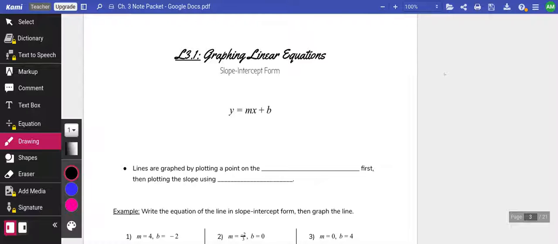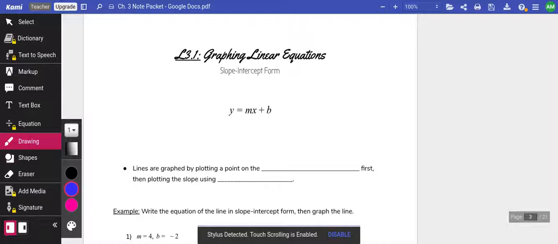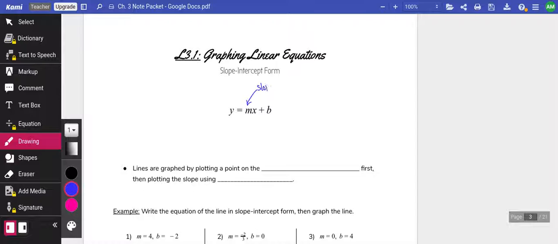So here are our notes for today. It's lesson 3.1, graphing linear equations. And we're going to look first at slope-intercept form. Now, right here you see slope-intercept form is y equals mx plus b, where m is your slope and b is your y-intercept.